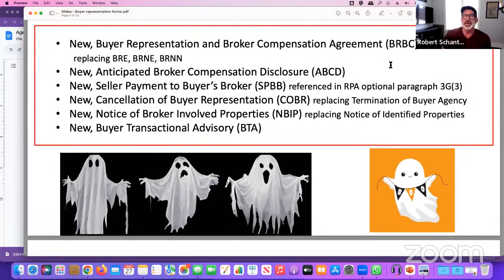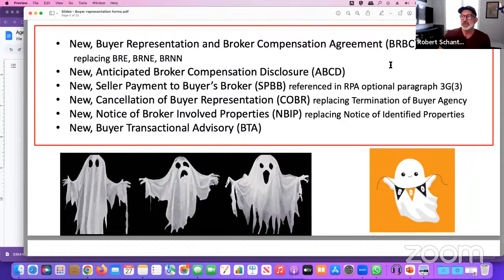Okay, so what we're going to discuss today is all these forms, the BRBC, which replaces the BRE that was out there, the BRNE and the BRNN. I don't know what those stand for, but I know what the BRE stands for. We're also going to talk about the new form, the Anticipated Broker Compensation Disclosure, ABCD, and then the Seller's Payment to Buyer's Broker, the SPBB, and that's referenced in the RPA. And I want you to write this down. It's referenced in RPA, optional paragraph 3G3.